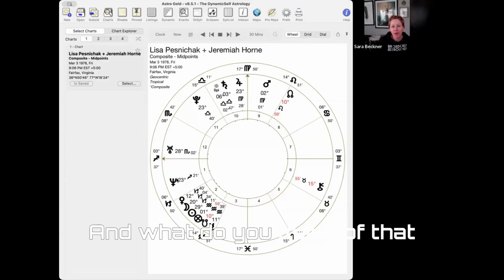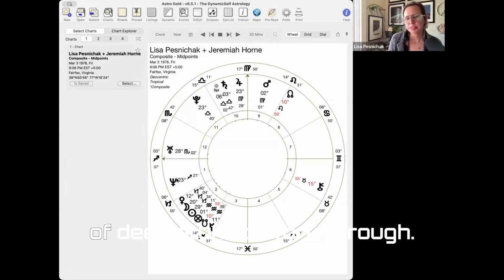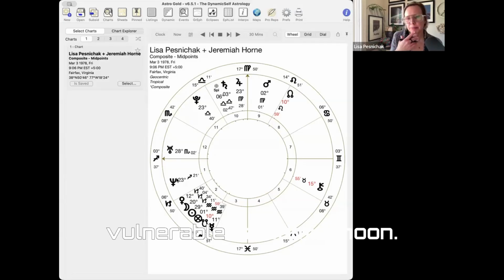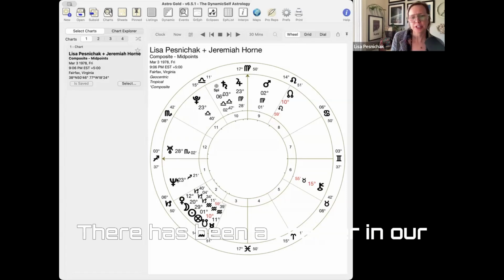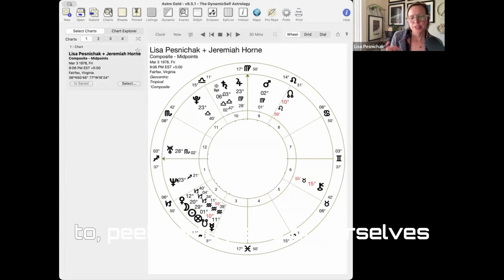And what do you make of that sun and moon squaring Pluto? Well, I think that we've just had a lot of deep stuff to work through. I think we've had a lot of layers to peel off, which is also indicated by that vulnerable balsamic moon. There has been a chapter in our marriage thus far where we had to peel away parts of ourselves in order to move forward into the next part of our relationship. And I think that both of us have a tendency to be controlling to some degree.